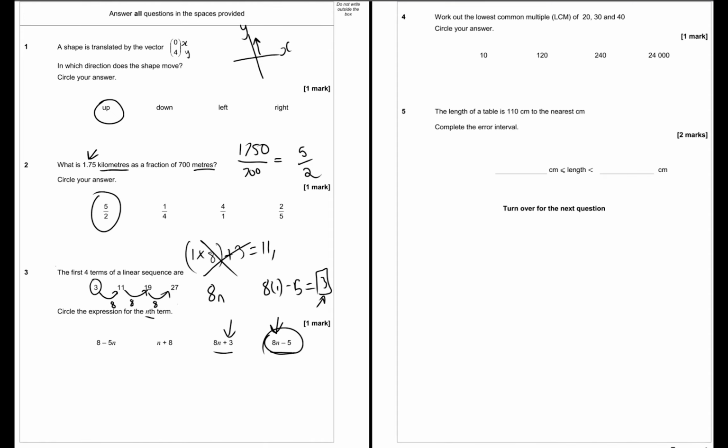Question 4. Work out the lowest common multiple of 20, 30 and 40. Circle your answer. Okay, so lowest common multiple. So we want a number which can divide by 20, 30 and 40, and we want the lowest one. So let's try 10. So can we divide 10 by 20? No, we can't, so we know 10 isn't the answer.